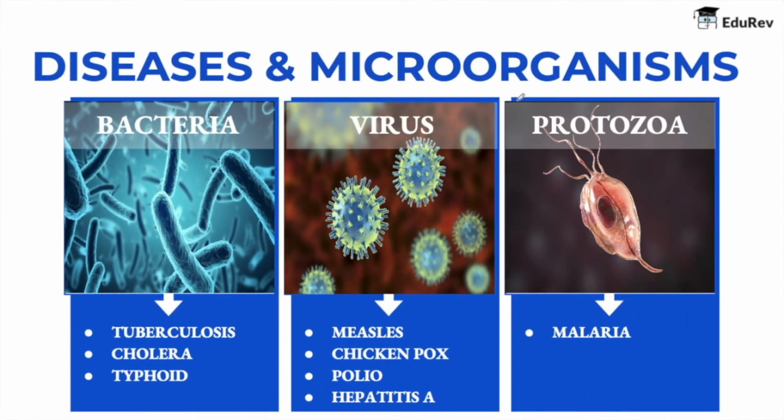Let's segregate the common diseases and the microorganisms which cause them now. As you can see, tuberculosis, cholera and typhoid are caused by bacteria. Measles, chickenpox, polio and hepatitis A are caused by viruses, and protozoa cause malaria.